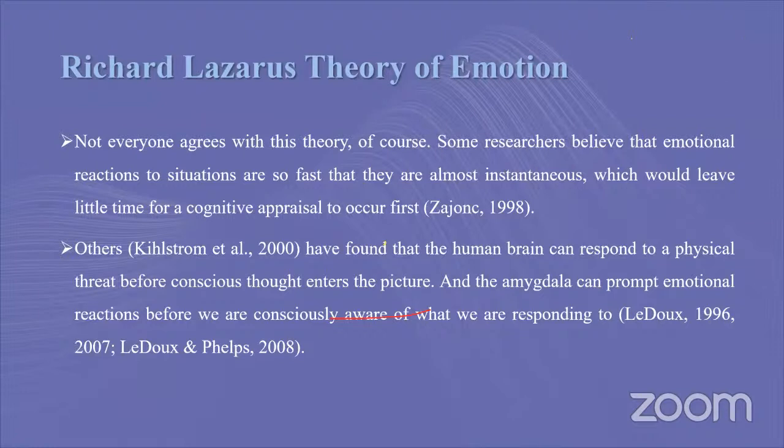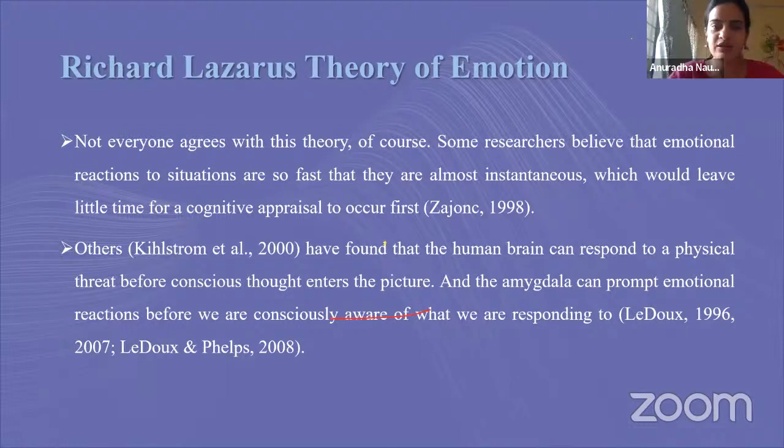Yes, madam, this is regarding amygdala responses being quick and faster, isn't it? Yes, sir. That means that it is faster than all these processes of information going through the brain. Yeah. So that is why sometimes it is so fast. That is a criticism of Lazarus's theory. Yes, sir.